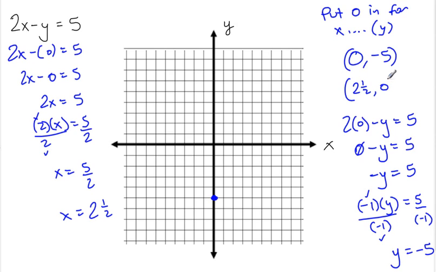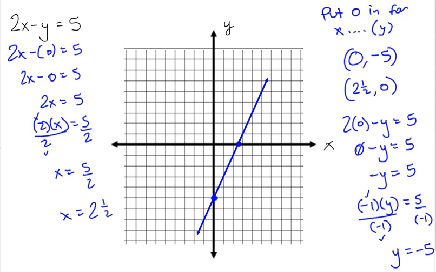So if I put 0 in for y, I end up with 2.5, comma, 0. I put the 0 in for the y. So I'm here. I go over 2.5. Now I don't go up any, and I don't go down any because it's 0. I connect those, and I've got my line.